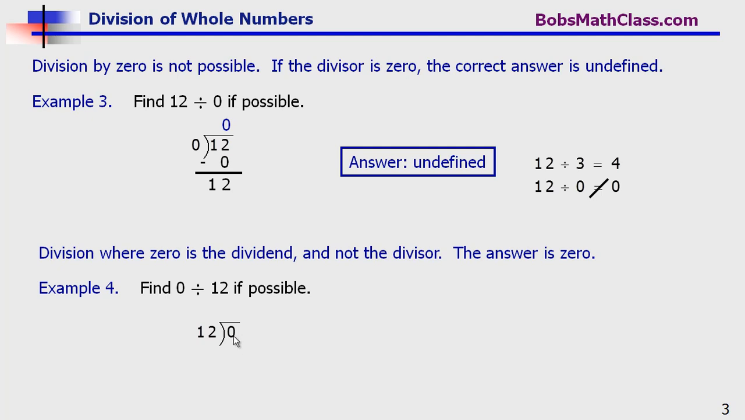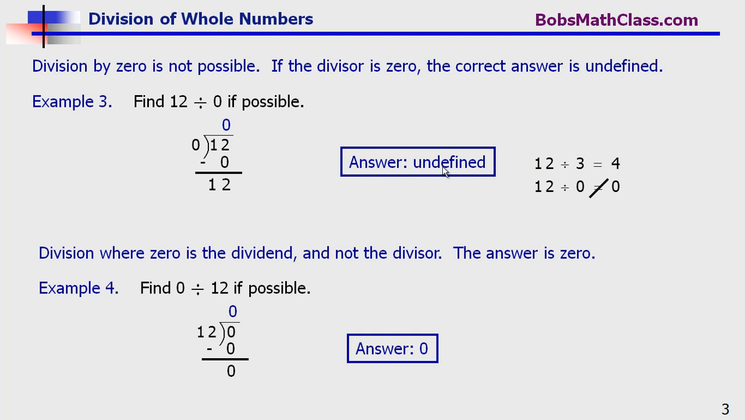0 is a dividend. And now we're saying the answer is 0. So if you put a 0 above, 12 times 0 is 0. And there's no remainder. So the answer is 0. Okay, so here we have two pretty close problems. If the 0 comes after the division symbol, it's undefined. If it comes before the division symbol, the answer is 0.